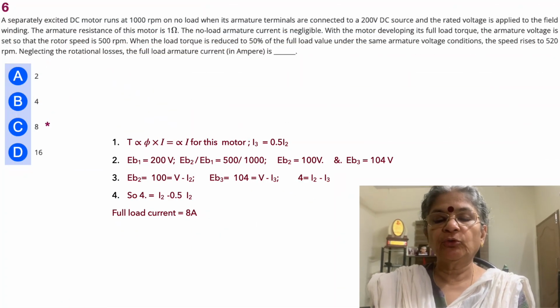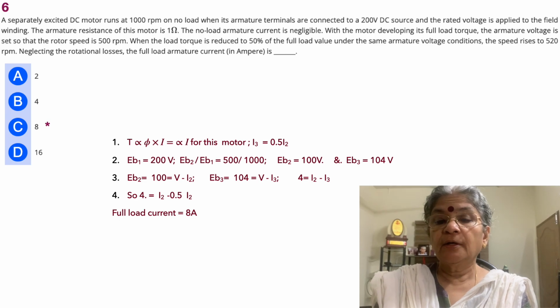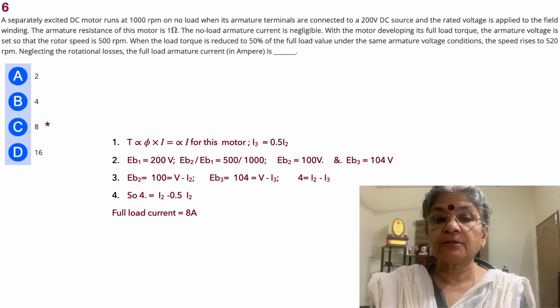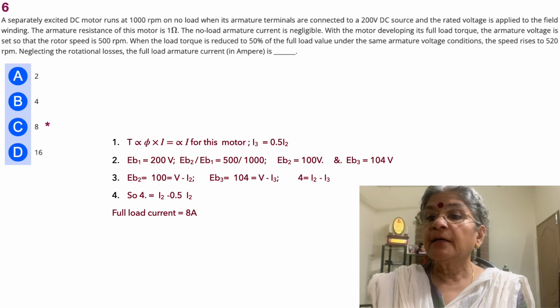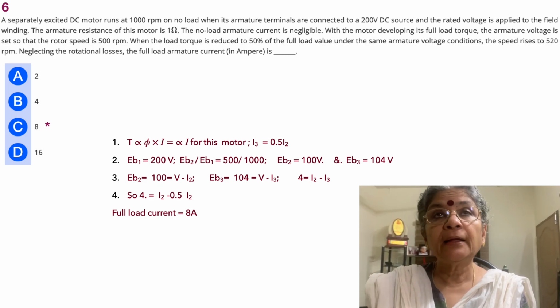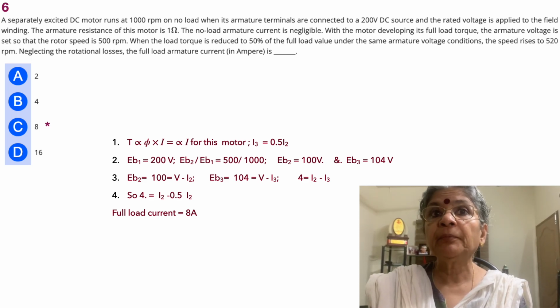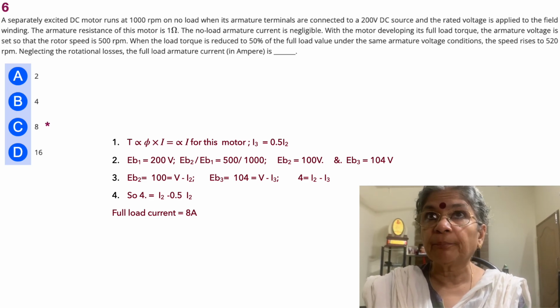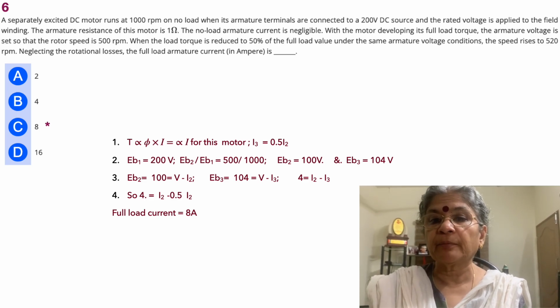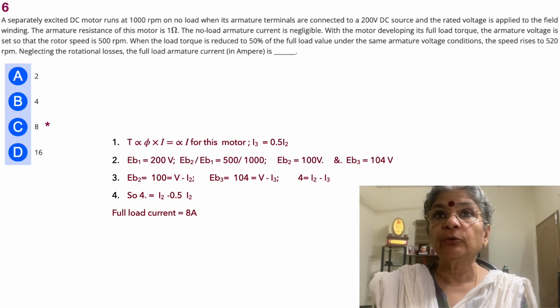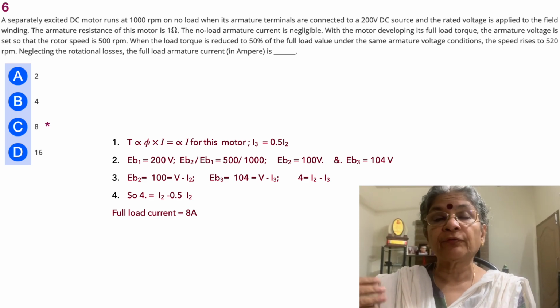It's a separately excited DC motor, so torque is proportional to both flux and current, but in this case the flux is constant, so torque is proportional to current. So when the torque is reduced, as is the case when the speed is brought down to 520 rpm, we have a third case. In fact in this problem we have three cases: no load at 1000 rpm, then 500 rpm, and then 520 rpm. At that time I3 is equal to 0.5 I2, because I2 refers to the full load condition.